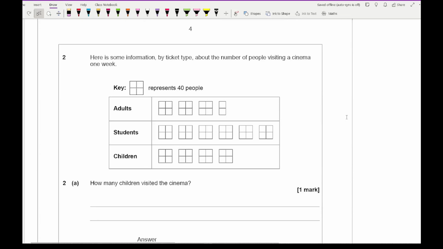Moving on to question 2, it says here is some information by ticket type about the number of people visiting a cinema in 1 week. And we've got adults, students and children. And for 2A it says how many children visited the cinema. Now we know that every little box accounts for 10, or a box of 4 equals 40. So looking at children, we've got 40 plus 40 plus 40 plus 40, and 40 times 4 is going to give me 160.